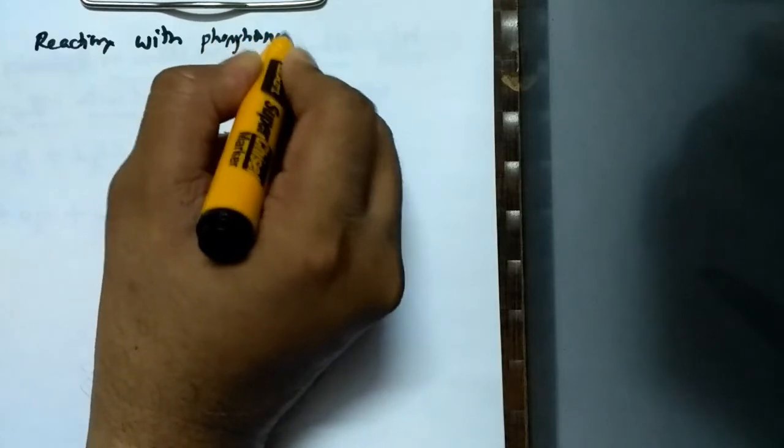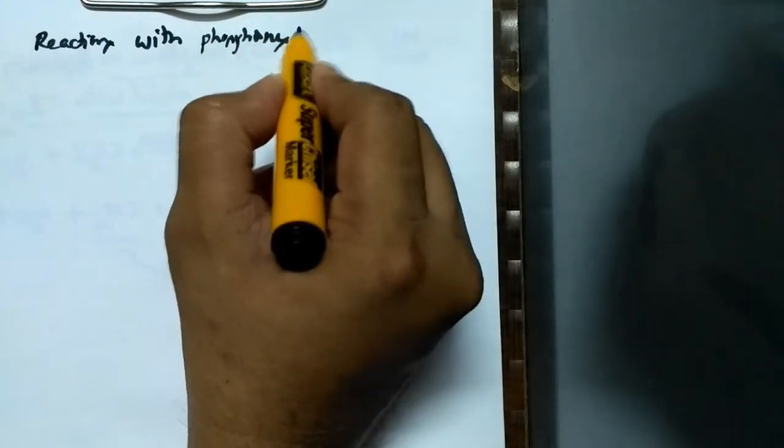Good morning, students. In the last class, we discussed reactions of alcohols with halogen acids or hydrogen halides. So, in today's class, let us discuss the reactions with phosphorus halides. Let us continue the discussion with reactions with phosphorus halides.